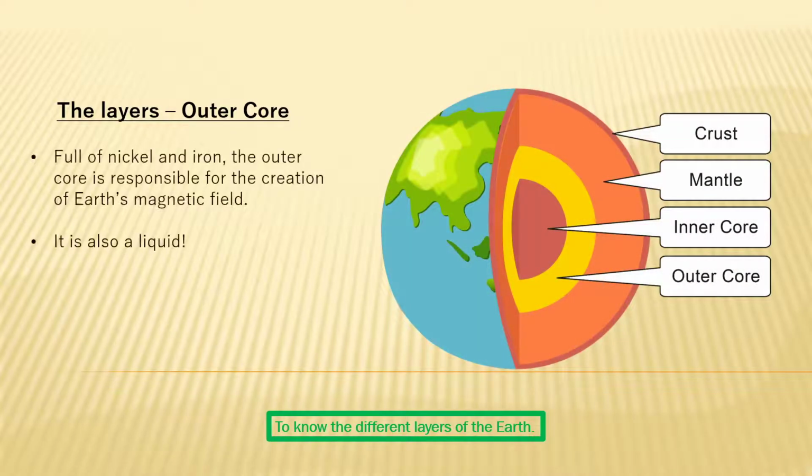The outer core. The outer core is full of magnetic metals called nickel and iron. Now this is responsible for the creation of the Earth's magnetic field. This layer is a liquid.